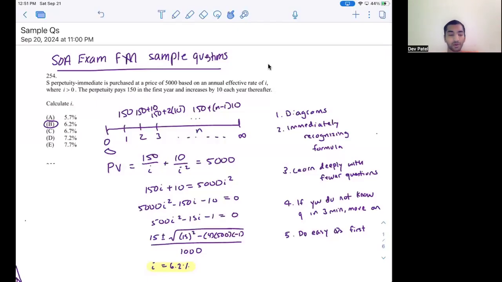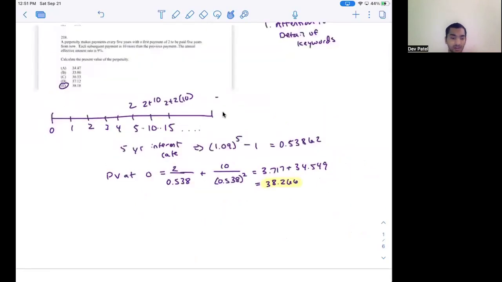Hi, everyone. So today we're going to go over a couple of different exam FM SOA questions from the Society of Actuaries. I've already solved a lot of these, and I'll go over the steps behind how to solve them, and some of the tips and tricks when solving these problems.